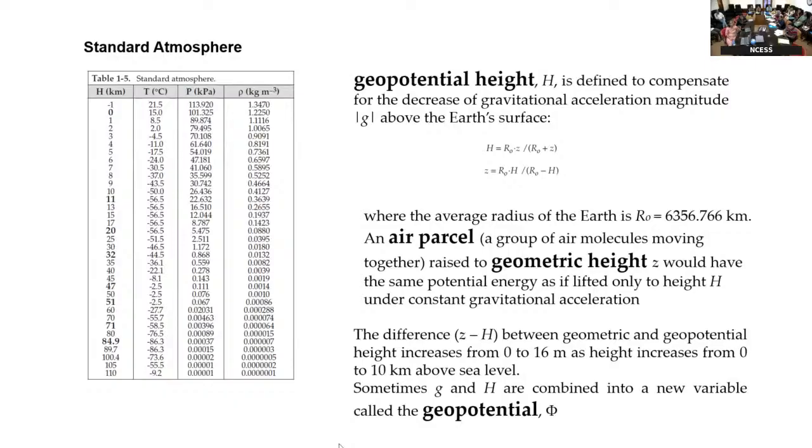So it will have the same potential energy as if it is lifted only to a height of h under constant gravitational acceleration. If we lift another object with the same gravitational force, both will have the same potential energy, but one has the geopotential height and the other has the geometric height.